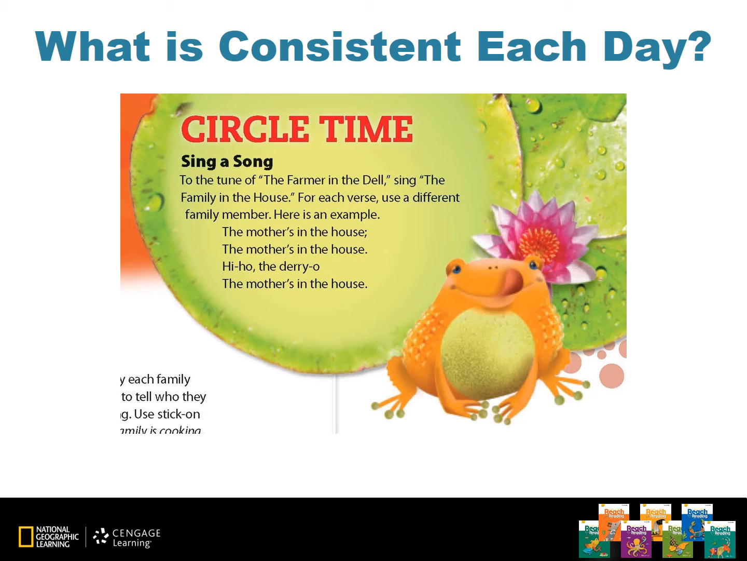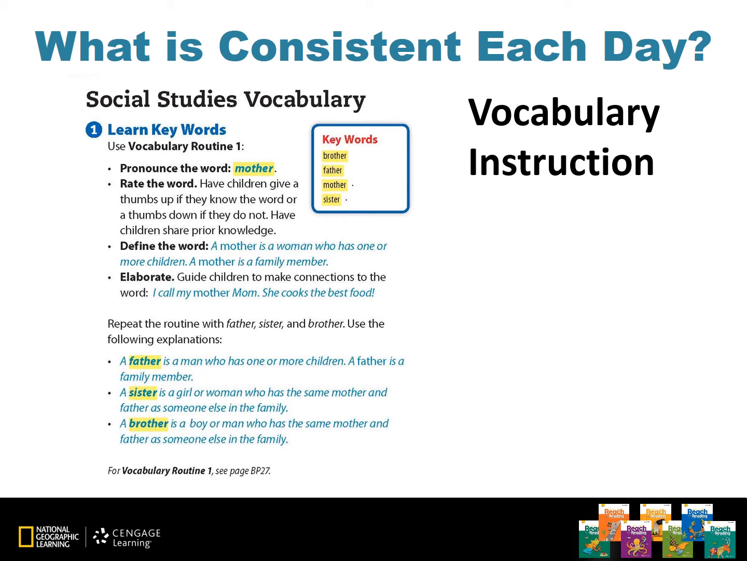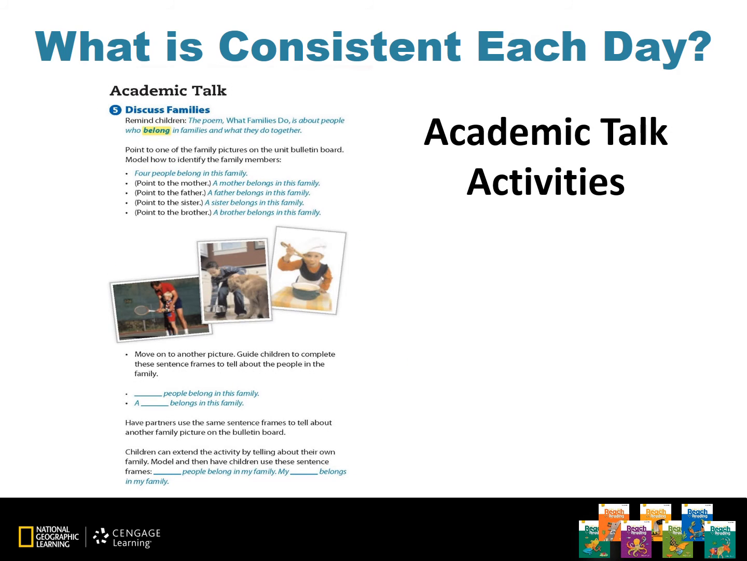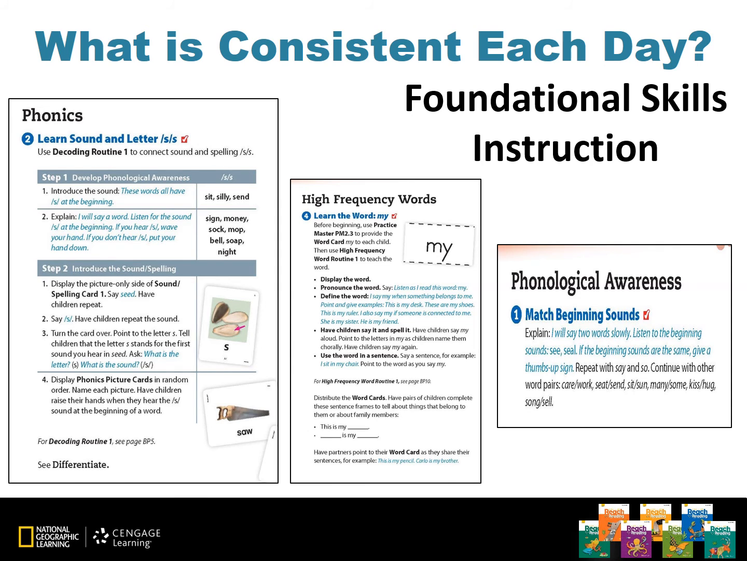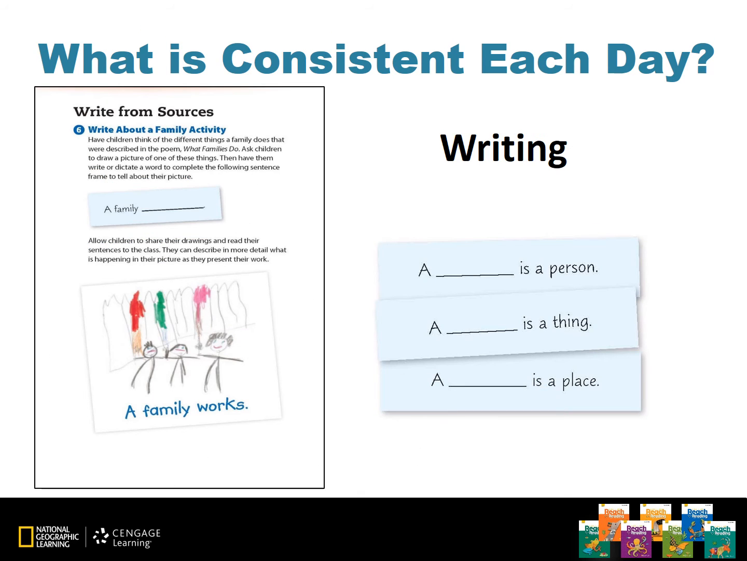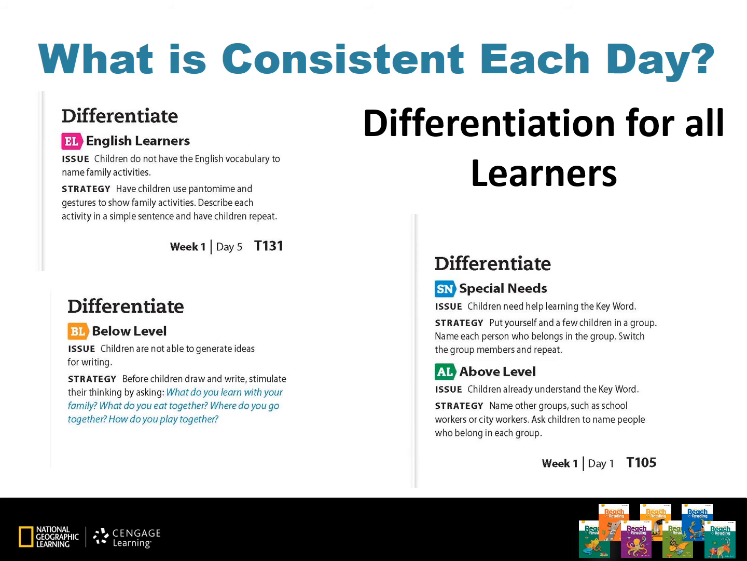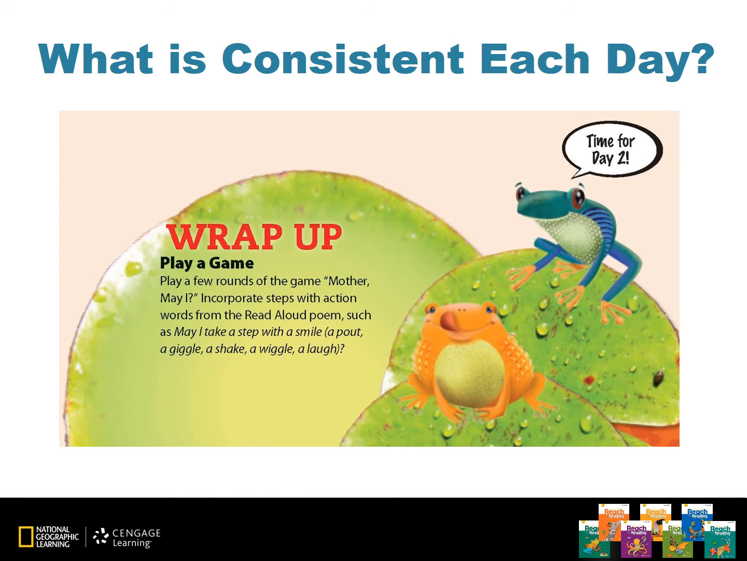So what is consistent each day in Reach for Reading Kindergarten? You may have noticed that circle time begins every single day in kindergarten, and vocabulary is taught every single day. Academic talk activities are consistent each day in kindergarten, and foundational skills instruction with phonics, high-frequency words, and phonological awareness is consistent each day as well. Writing is also consistent each day in kindergarten and is typically found at the end of each day's lessons. Differentiation is also included, and as you see here, can be used for English learners, below-level students, special needs, and above-level students. Wrap-up also happens every day in kindergarten.